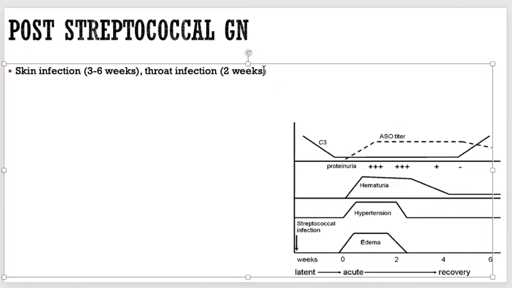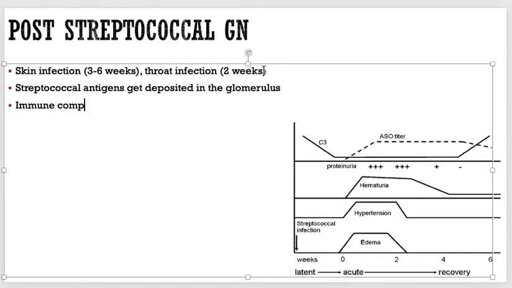So what happens basically is that the streptococcal antigens get deposited in the glomerulus. Okay, so of course they damage. There is immune complex formation, and once this immune complex formation is there, it causes inflammation. Of course, due to this inflammation, post-streptococcal glomerulonephritis occurs, and the features remain the same, guys. It is a nephritic syndrome.